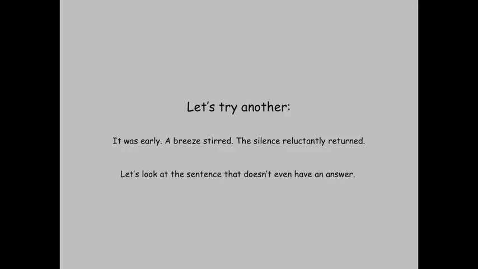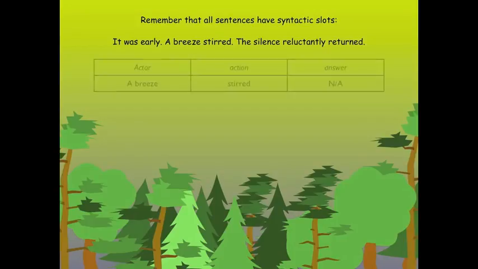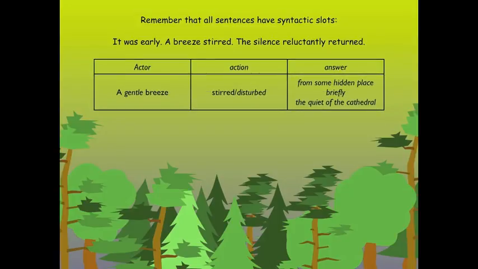Let's take the one that doesn't even have an answer, and we're going to stretch that one out with a little imagery. First, remember that all sentences have syntactic slots. A breeze stirred is a very simple sentence. It has two of the three slots filled. The actor is a breeze, it's a phrase, and the action is stirred. There is no answer. What we want to do is we want to add on to those already existing slots.